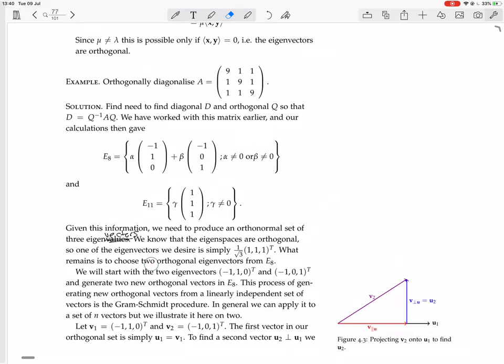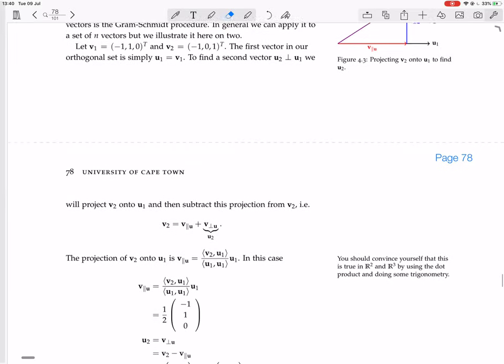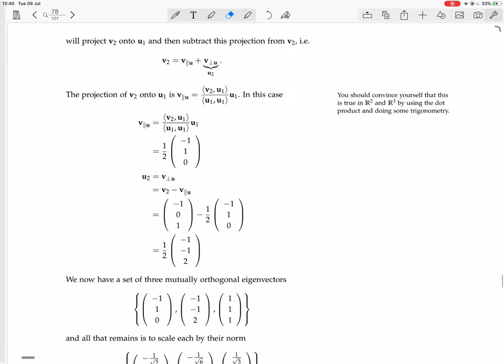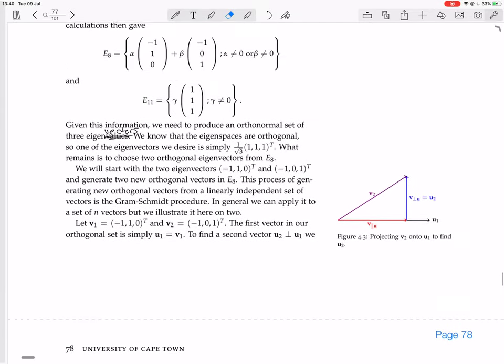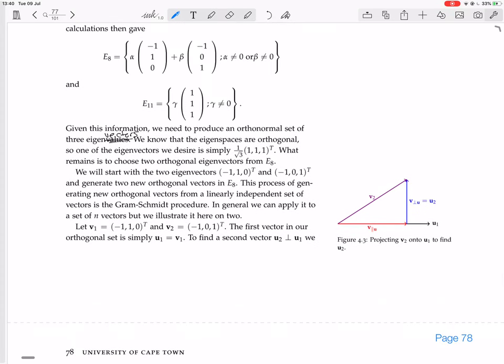So what remains is to choose two orthogonal eigenvectors from E8. Now, I actually don't like how they set out their procedure. I can never remember exactly what to do, so I always do it from first principles, so I'll do that instead. We want a new vector from this eigenspace that is orthogonal to V1.